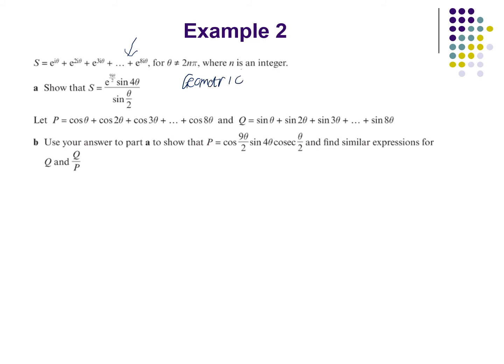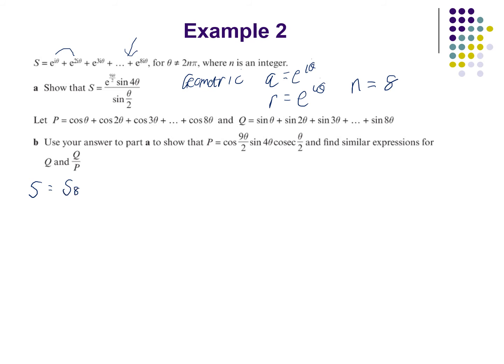Now, to use my formula for summing geometric series, I need to know what a is. a is my first term, e to the i theta. r is the ratio. What have I multiplied to get from this to this? Another e to the i theta. And remember, n is how many terms have I got? If you count them all, I've got 8. Okay, so S is going to be equal to the sum of the first 8 terms.